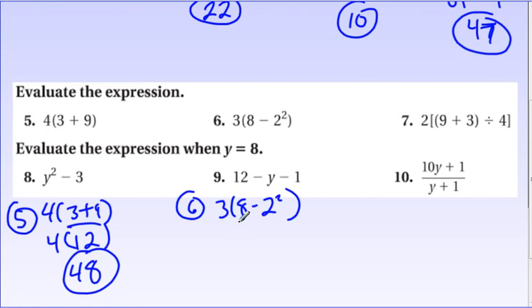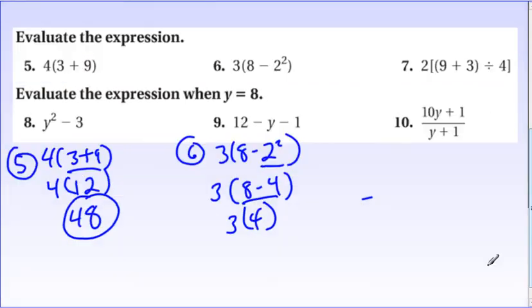Inside the parentheses first. Now, inside the parentheses, I have 2 things. I've got a subtract or an exponent. Exponent first. Now, still inside parentheses, we've got to subtract this guy. And that is a multiplication. 3 times 4 is 12.